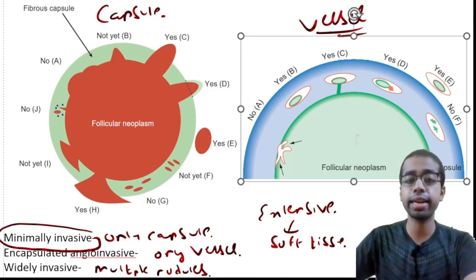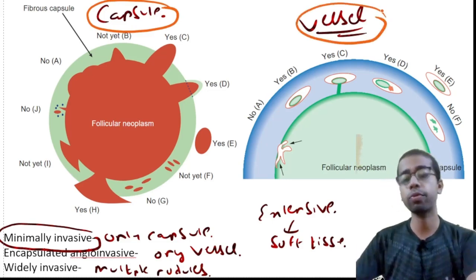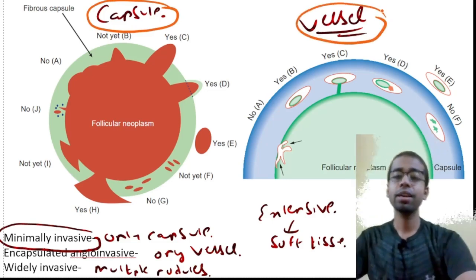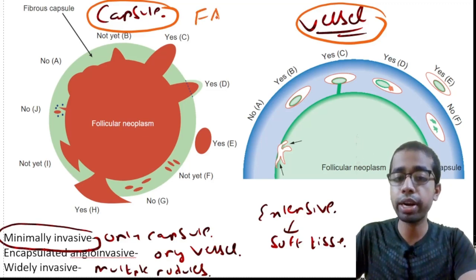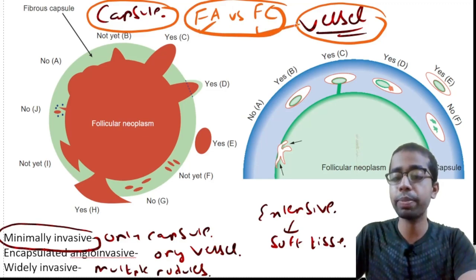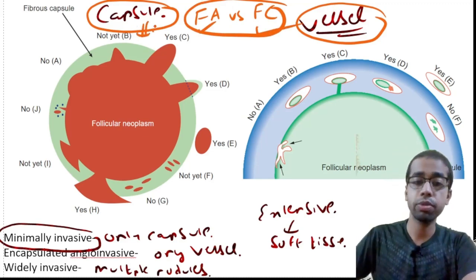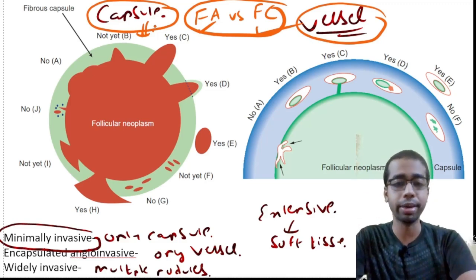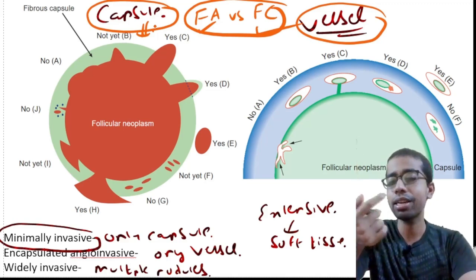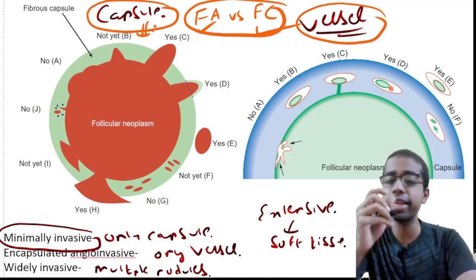But I want you to understand capsular invasion and vessel invasion perfectly. Why do I want you to see this invasion? Of course, because of the difference between follicular adenoma and follicular carcinoma: one is benign, one is malignant. So how to differentiate? Let's see. Capsular invasion first. We have seen this picture n number of times, but very rarely do we get time to read the minute details inside this picture.